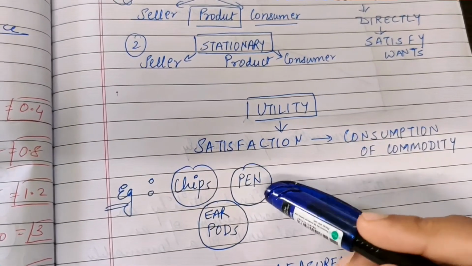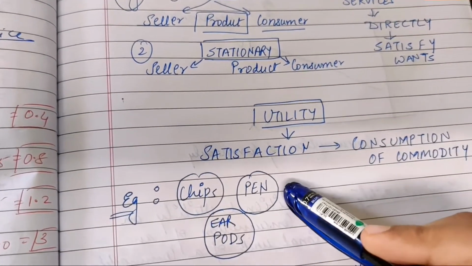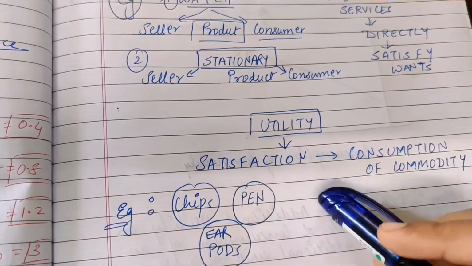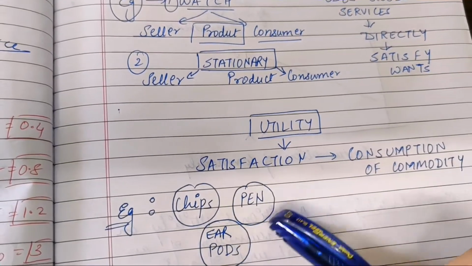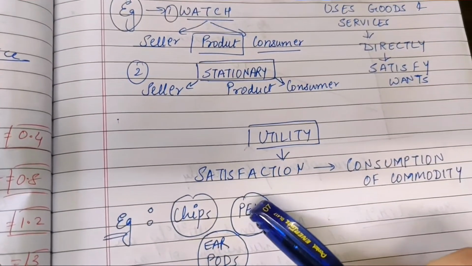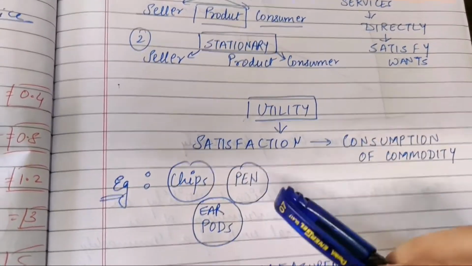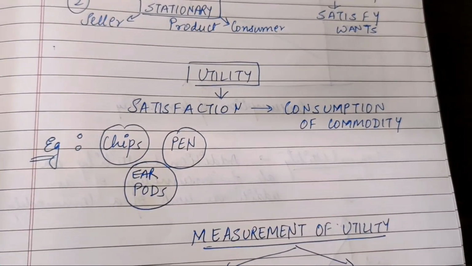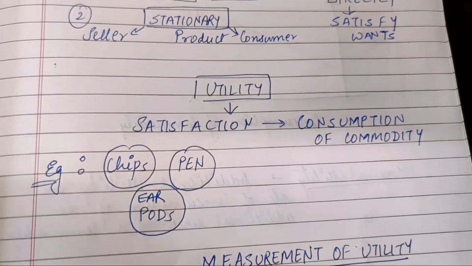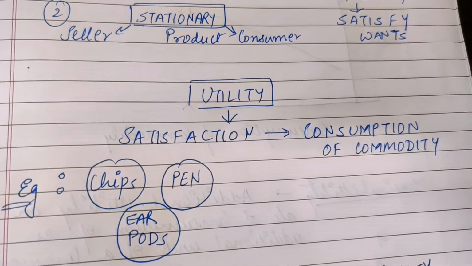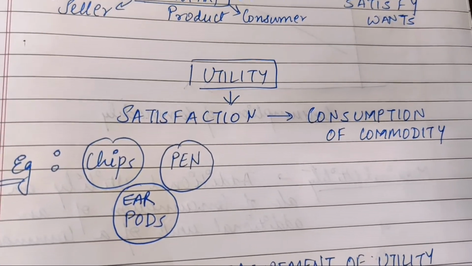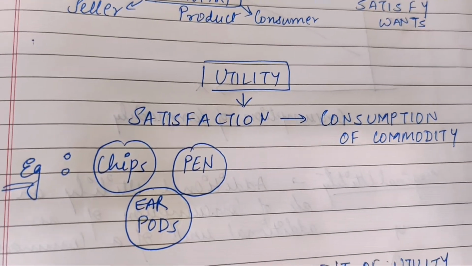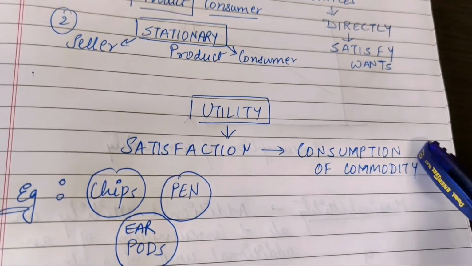Next is a pen, whether you are using a Flair, gel pen, ballpoint pen, red pen, blue pen, or Cello pen. Once you start writing with it, it gives you a good flow as well as speed. So you're satisfied with the product after you have consumed it. That is what utility says. Third is basically the trending one, that is earpods. You love to hear good music. If it is working in a proper manner and it is a very good brand, that means you're satisfied. That means your utility is satisfied. That is what utility says, that it is a satisfaction derived from consumption of a commodity.